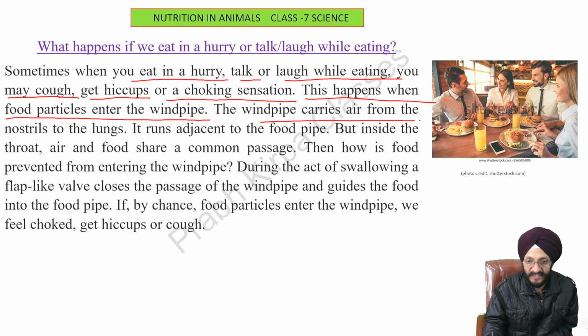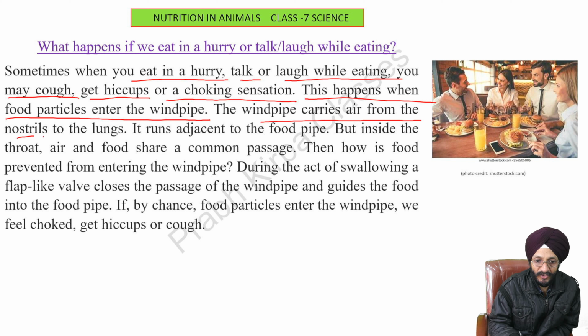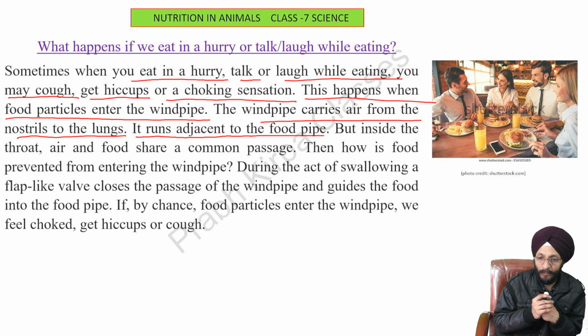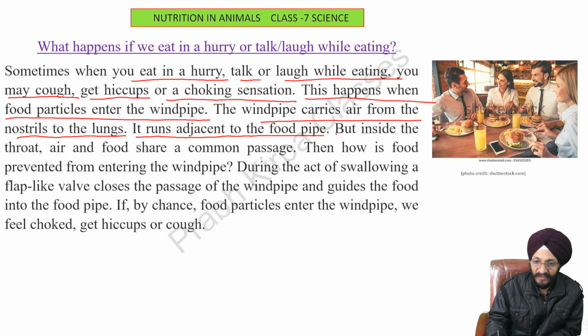Windpipe carries the air from our nostrils to the lungs. Windpipe runs adjacent to the food pipe. That is, both are parallel, windpipe and food pipe. They run side by side. But inside the throat, air and food share a common passage.